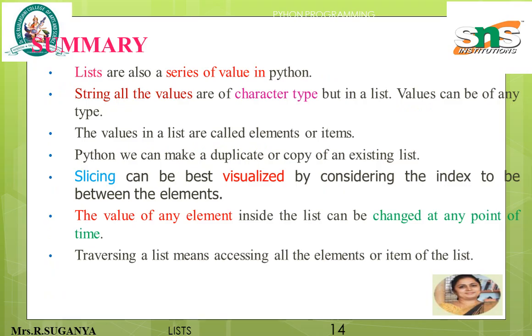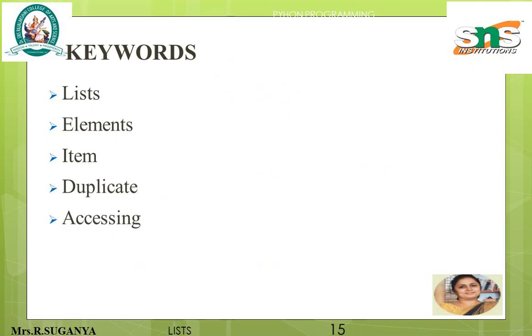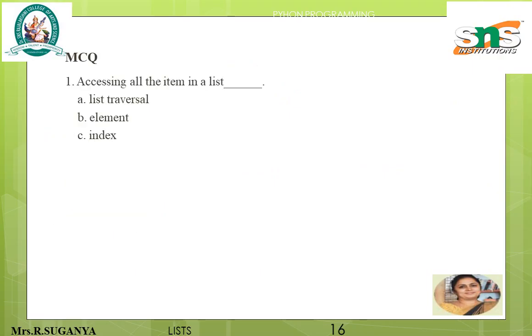List summary. Lists are also a series of values in Python. In a string, all the values are of character type, but in a list, values can be of any type. The values in a list are called elements or items. In Python, we can make a duplicate or copy of an existing list. Slicing can be best visualized by considering the index to be between the elements. The value of any element inside the list can be changed at any point of time. Traversing a list means accessing all the elements or items of the list. Keywords: list, elements, item, duplicate, accessing.